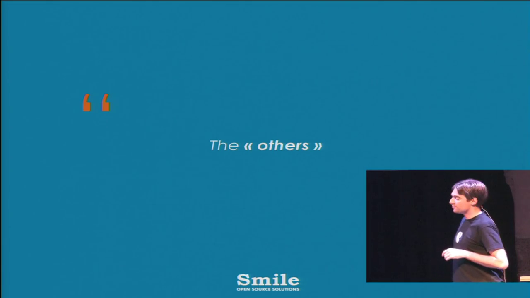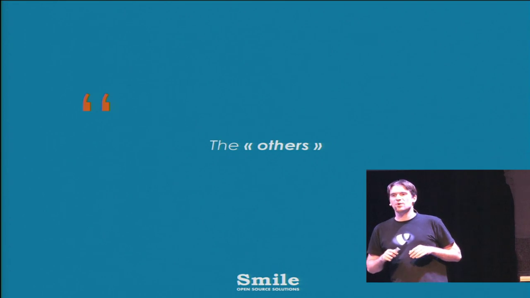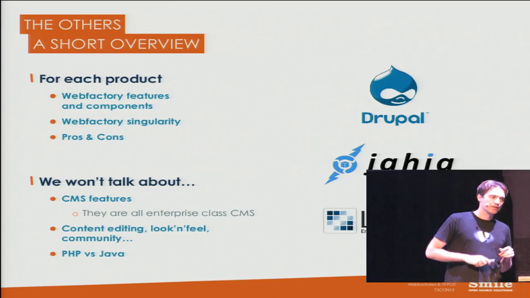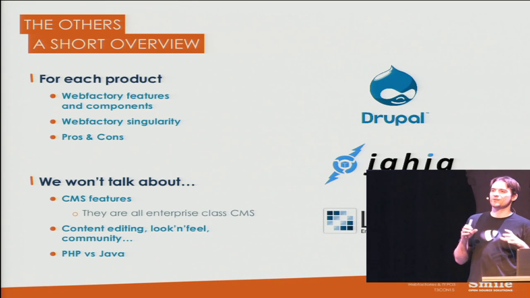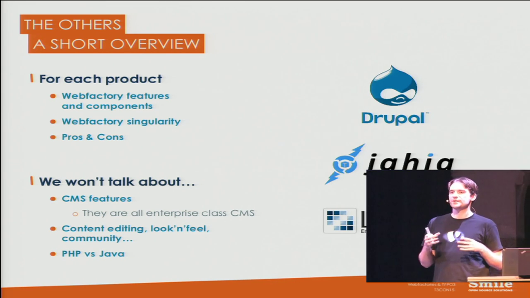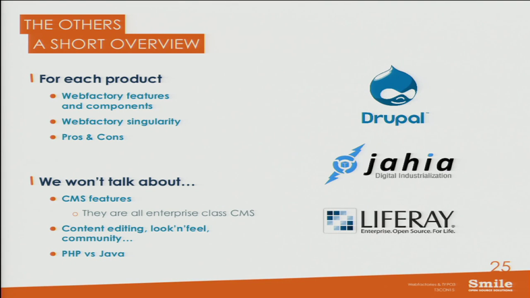We'll do a short presentation, an introduction of what the other CMS are doing. For each product, we will see some features and components that are useful for web factories. I will not, of course, show everything they are doing. We have no time for this, but we will see just some points that are different from what you can find in Typo 3. I think most of you already know Typo 3 and how it works, so I will just focus on what is different from Typo 3.